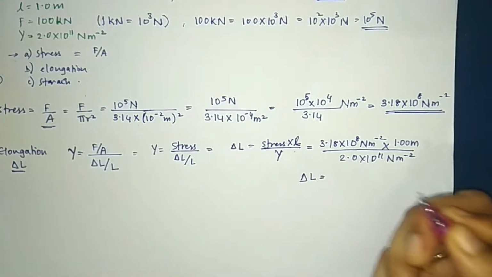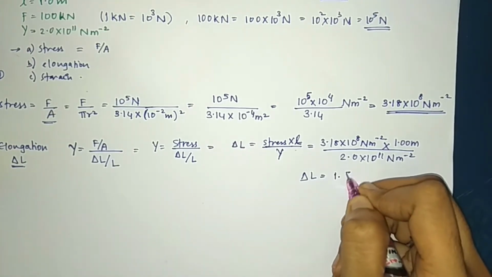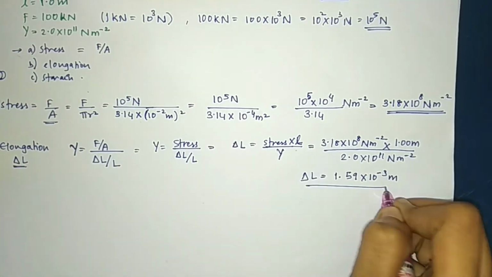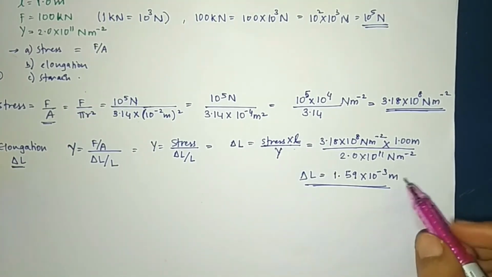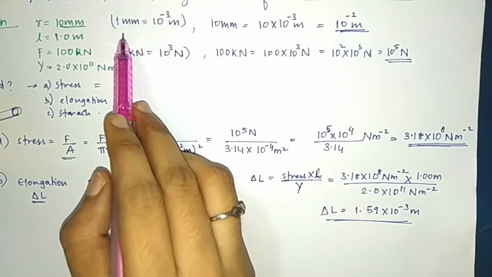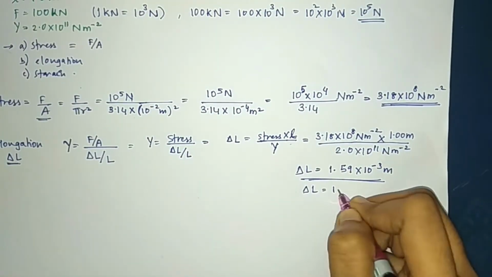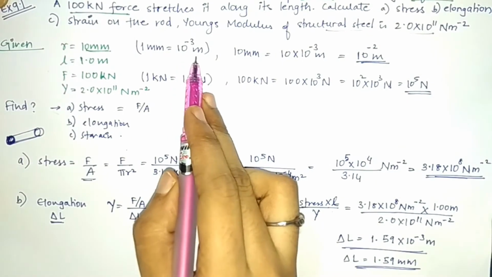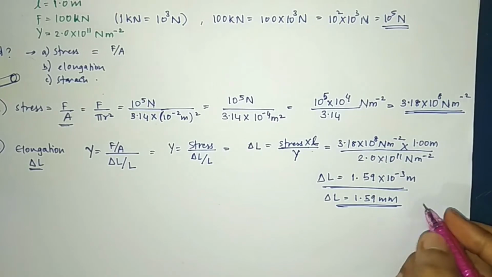So what is delta L? After calculation, I get it as 1.59 times 10 raised to minus 3 meter. So this is the elongation, or the change in length. Now this minus 3 is in terms of meter, right? Because it is minus 3 and it is easier to convert, and we know that 1 millimeter is 10 raised to minus 3 meter, I can write delta L as 1.59 millimeter. Because 10 raised to minus 3 meter is 1 millimeter, the 10 raised to minus 3 factor goes off as millimeter. So that was easy.